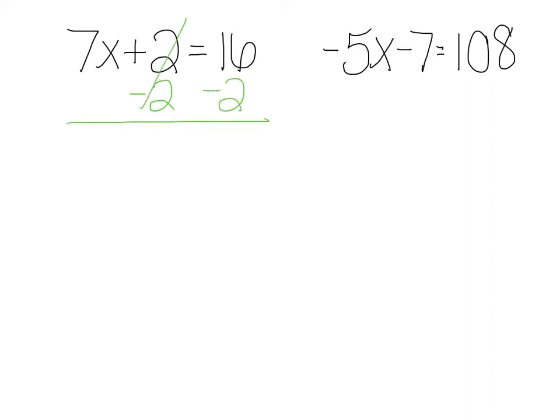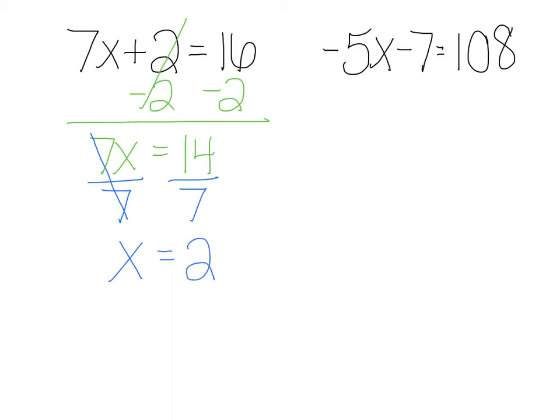This cancels out. What I'm left with is 7x. So we have 7x equals, and 16 minus 2 is 14. Now I'm left with a one-step equation that deals with multiplication. To get rid of multiplication, we divide. We're going to divide by 7 to get 1. What I do on one side, I have to do on the other. So this is going to cancel out, and we're left with x, and 14 divided by 7 is 2.